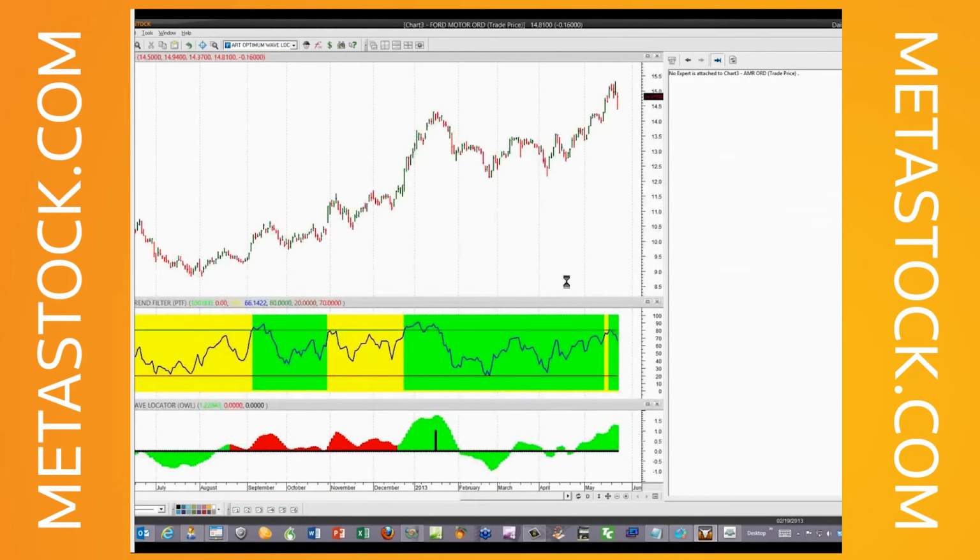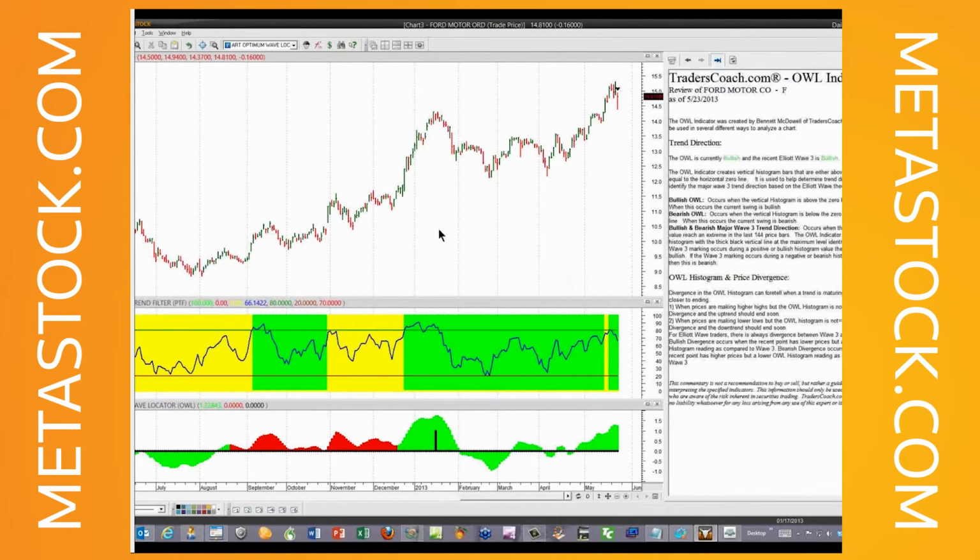All right, on Ford here, we have a little bit different scenario. What we've had is a change in trend from this position up. We now have a green PTF. We have a wave 3 here. But then we had a nice correction here, an ABC correction, and then we resumed the uptrend back up again. So basically, what we had here is 3, 4, and 5.